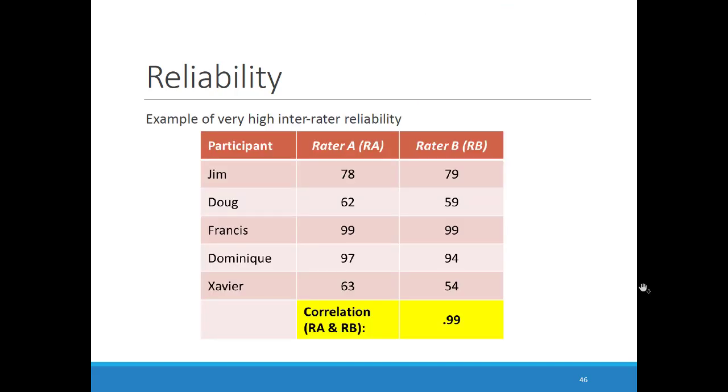Here's an example of very high inter-rater reliability. You can see that there's a participant list on the left-hand side column. Then you have rater A and you have rater B providing ratings. So let's pretend that each of these people went through an interview, and rater A provided Jim with a 78, rater B a 79. Skipping down to Xavier, rater A provided Xavier with a 63, rater B a 54. In general, these are pretty similar to each other, so the correlation between rater A's ratings and rater B's ratings is 0.99, which is very high.